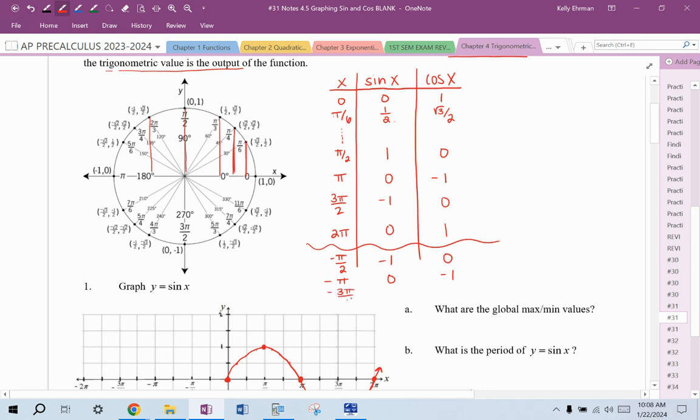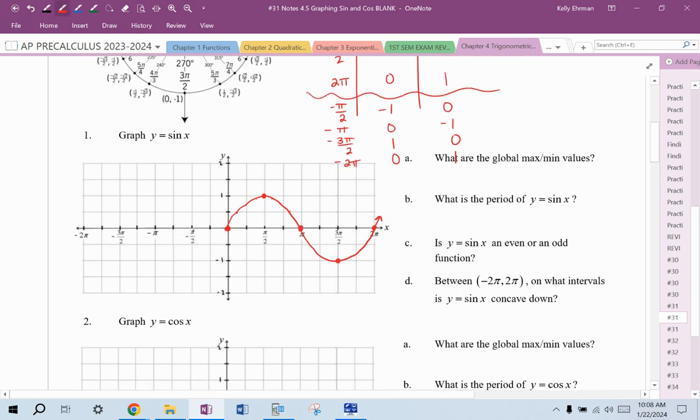Negative 3 pi over 2, now you're at the top of the circle. Sine is 1 and cosine 0. And negative 2 pi is a full circle, back to 0, back to 1. Let's plot those points. Negative pi over 2 brings us down to -1 for sine. Negative pi is 0. Negative 3 pi over 2 is up to 1. Negative 2 pi is 0.